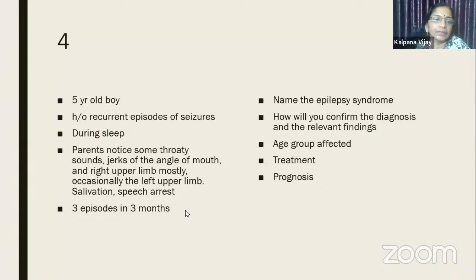So many have answered Rolandic or benign Rolandic epilepsy, or we can say benign childhood epilepsy with centrotemporal spikes. So the confirmation of diagnosis is by EEG. We will see the characteristic discharges in the central part as well as the temporal part.